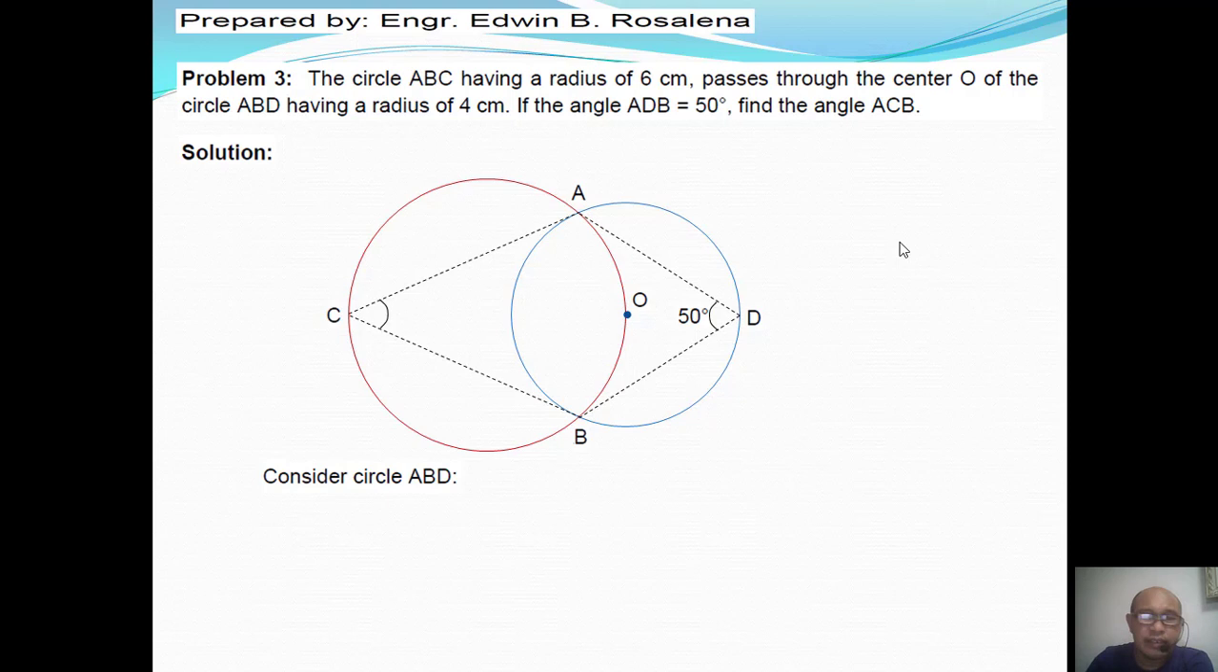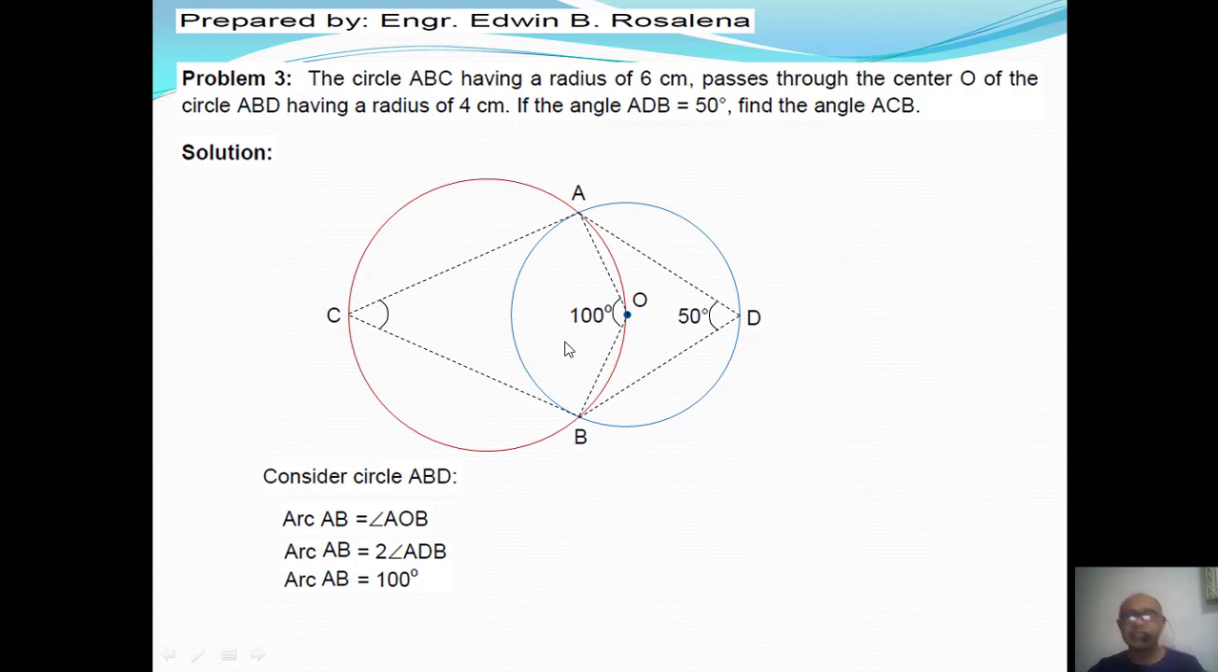Okay. So, consider circle ABD. The blue circle, I can solve for the angle at the center, theta. Now, note that angle D here is an inscribed angle of the blue circle, and the intercepted arc is arc AB. And the measure of arc AB is this angle. So meaning, this is 100. Arc AB is equal to angle AOB. So this is 100. Reason? Because this angle is twice the inscribed angle.